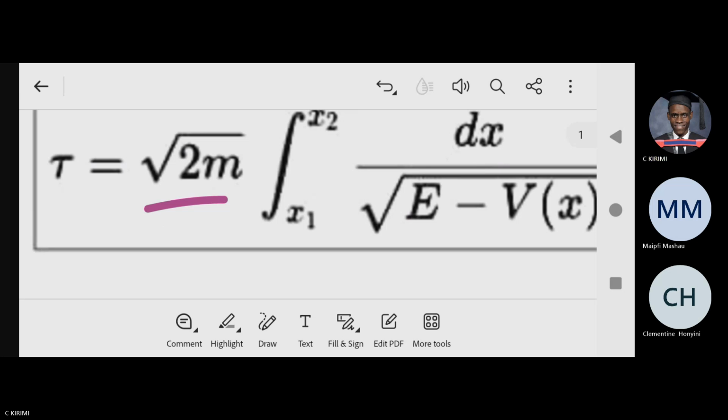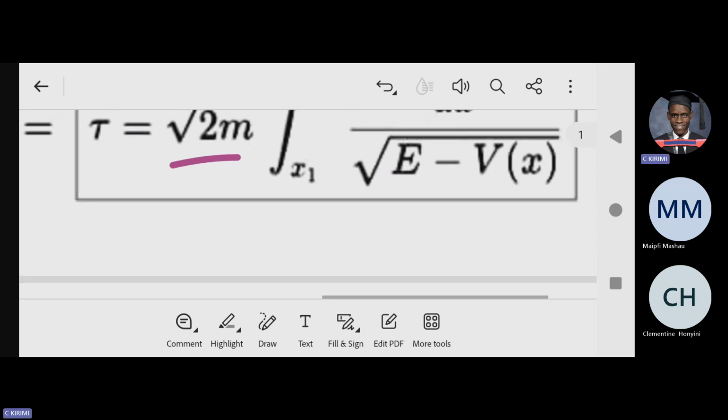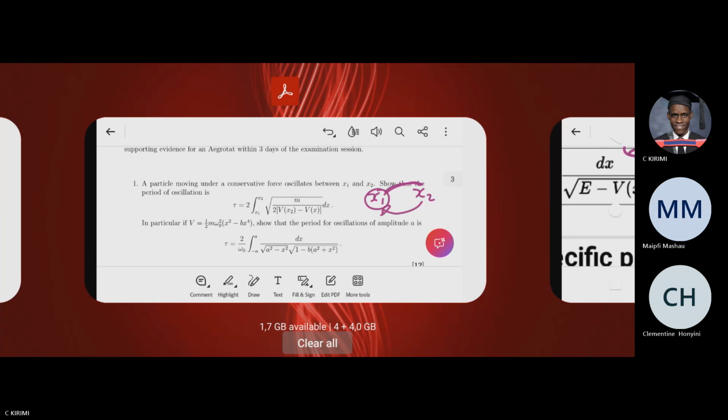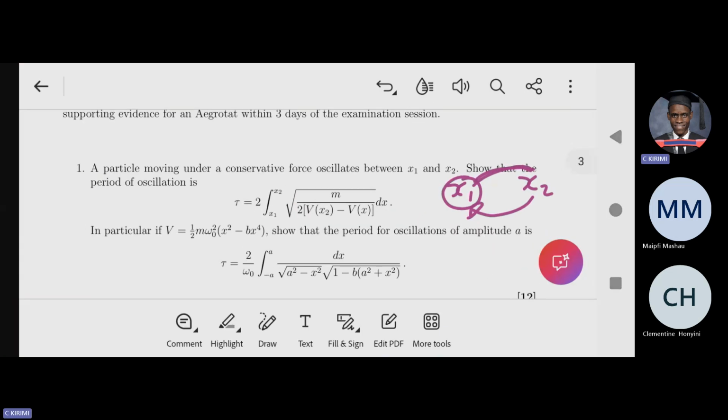So you simply, now after you are just replacing where there is E there, you put your V of x, just like here, under the square root.